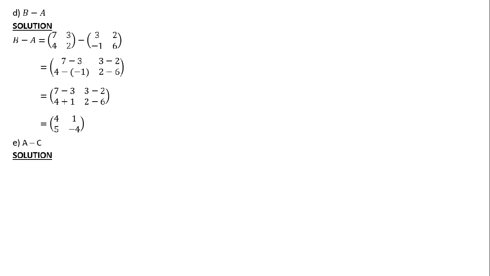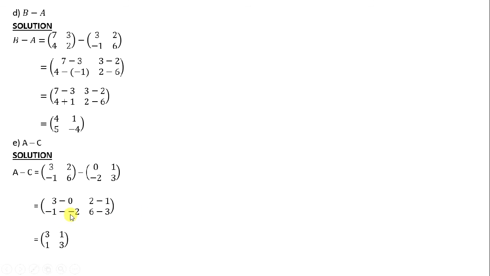We have A minus C. So where there's A, we'll replace the matrix for A. Where there's C, we'll replace the matrix for C, and then we are going to subtract according to their position. So we are going to say 3 minus 0, 2 minus 1, -1 minus -2, and 6 minus 3. So when we do that, we are going to find that when you have a minus and a negative, it is the same as plus. So we have 3 minus 0 giving us 3, 2 minus 1 giving us 1, -1 plus 2 is giving us a +1, and 6 minus 3 is giving us a +3. As simple as that.